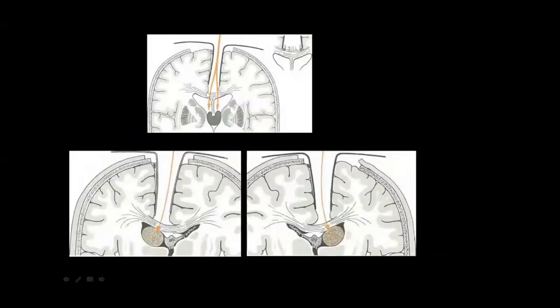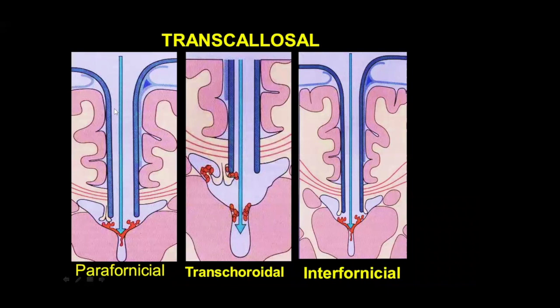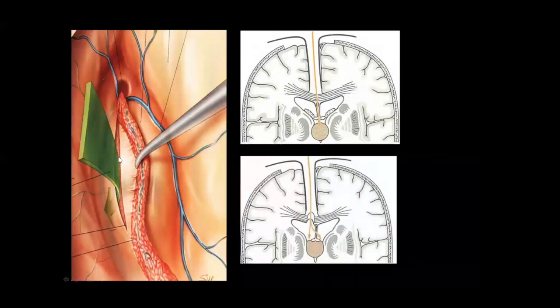So you go through the corpus callosum, you can go right or left. But amazingly enough, and most of us have seen this, whenever you go transcallosal, most of the time you end up in the left lateral ventricle. So whether right or left, just the same. And then once you are there in transcallosal, you can go parafornicate. Here you go into the junction here, or toward.